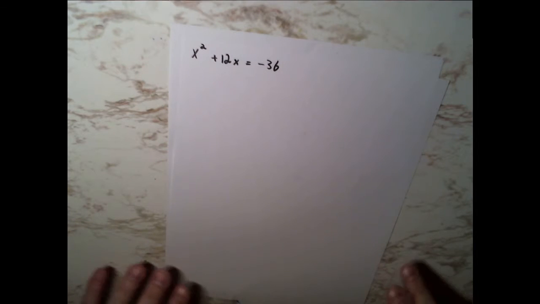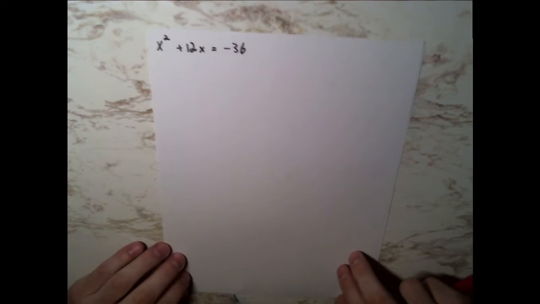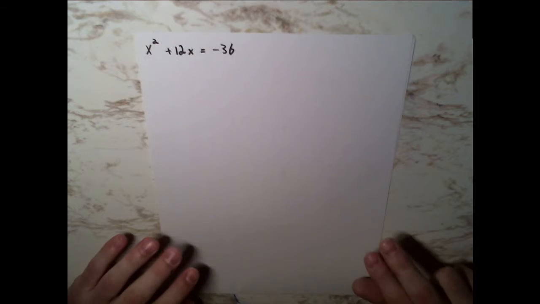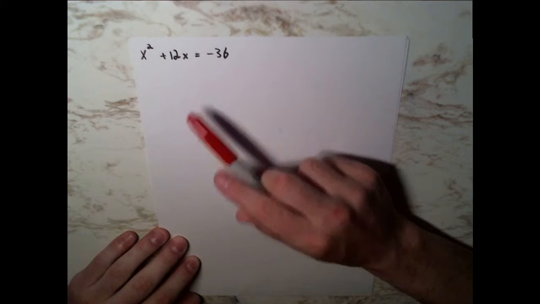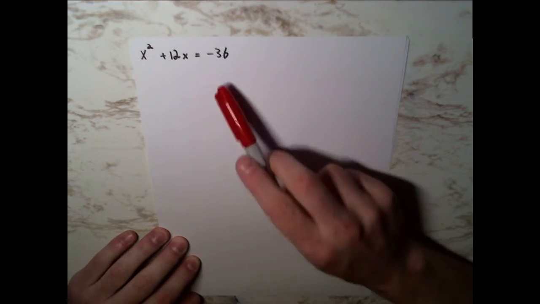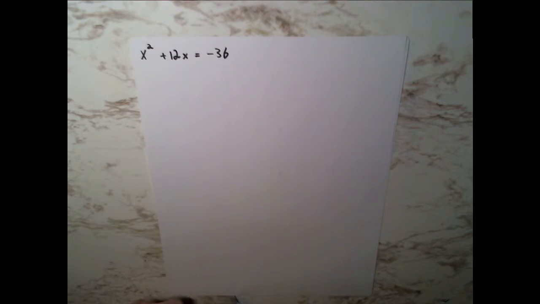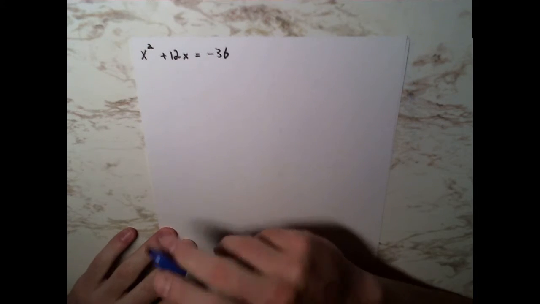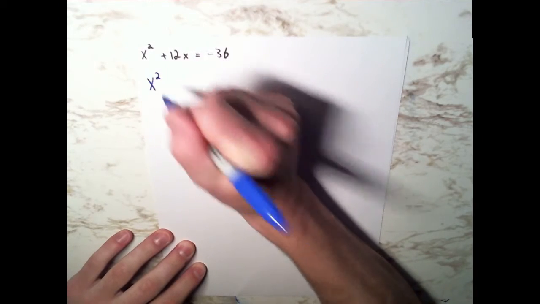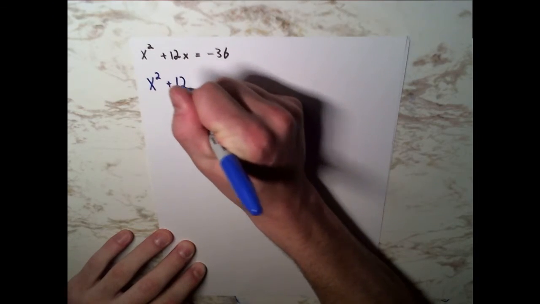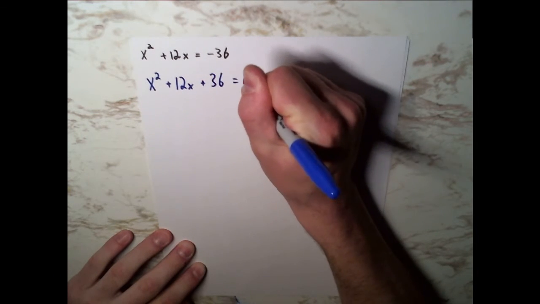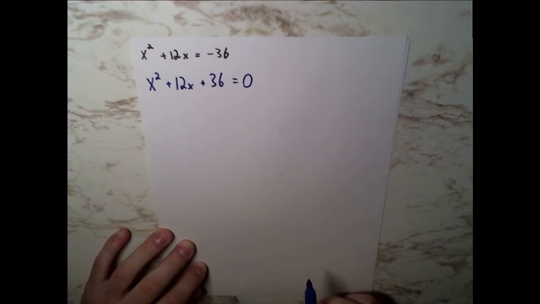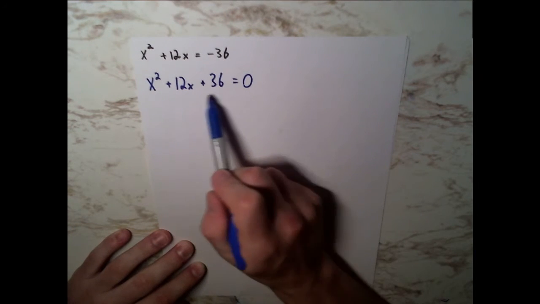So for this next example, you can see that we don't have a side that's equal to 0, so we're going to want to move our 36 over to the other side in order to get one side of the equation equal to 0. If we add 36 to both sides, we're left with x squared plus 12x plus 36 equals 0. And now we just have to work on factoring this.